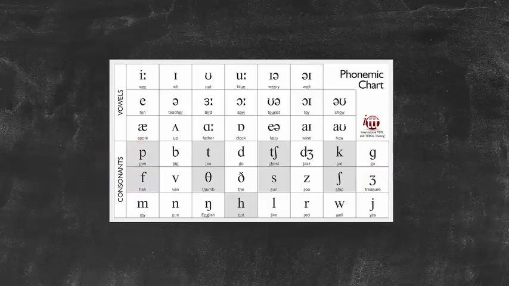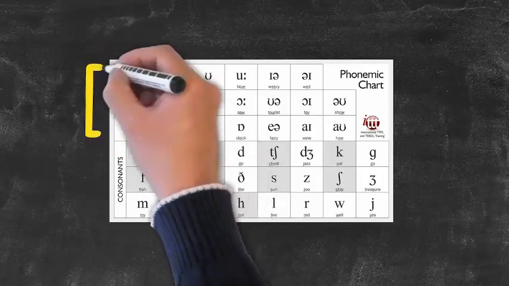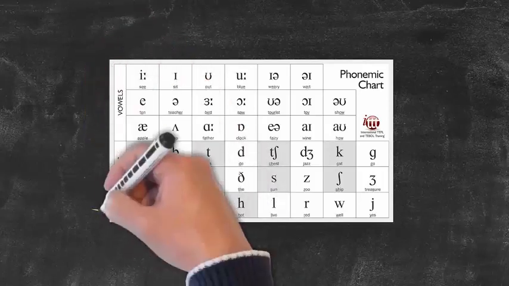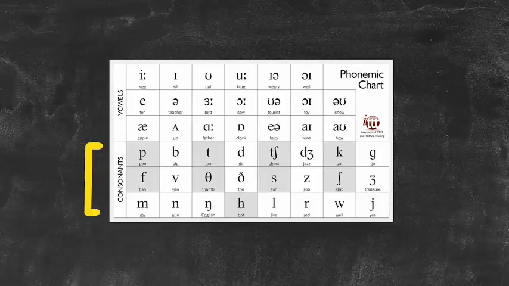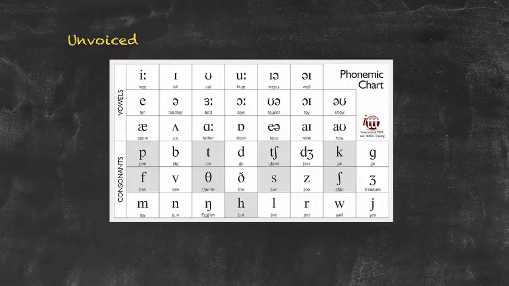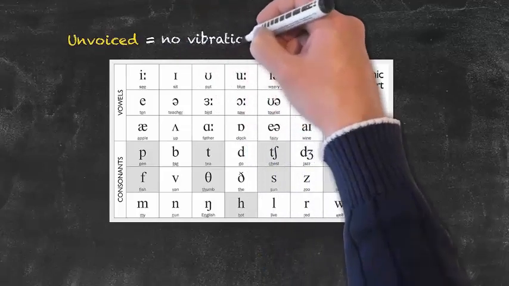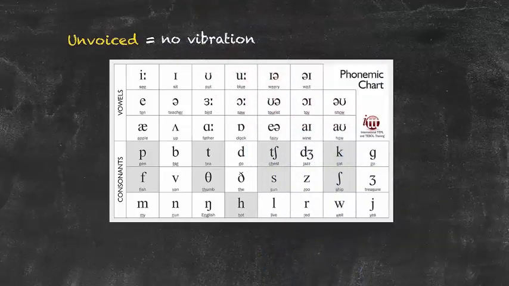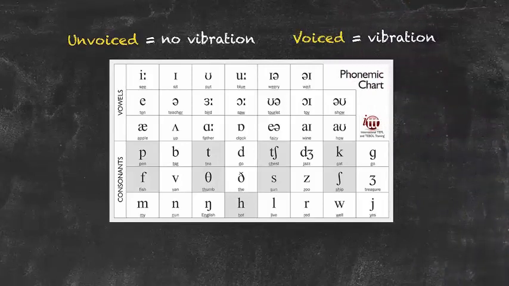The next thing we'll notice about our chart is that some of our symbols are shaded. Notice that none of the symbols in the vowel sections are shaded, but only a few are in the consonant section. The shaded symbols represent what are called unvoiced phonemes. An unvoiced phoneme doesn't require any vibration in our vocal cords in order to be made. Whereas with most sounds, especially all of our vowel sounds, we have a voiced phoneme in which our vocal cords are vibrating in order to produce that sound.